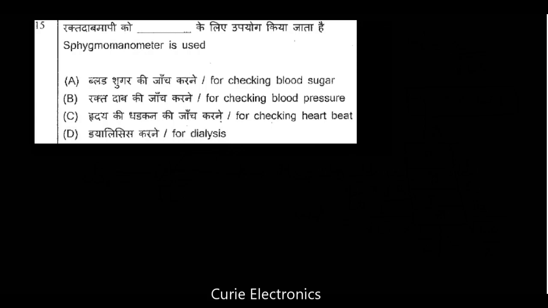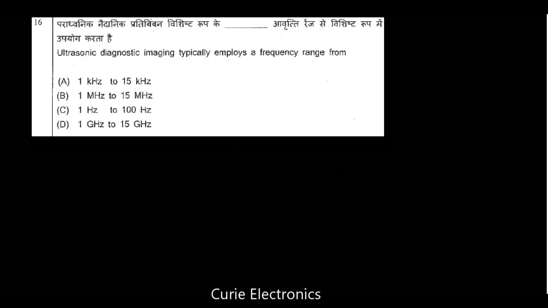Sphygmomanometer is used for checking blood pressure. Ultrasonic diagnostic imaging typically employs a frequency range from. If you want to see our intestine, or the best example is, whenever a woman is pregnant, to see the baby they use this ultrasonic imaging technique, and the frequency used for this is 1 megahertz to 15 megahertz.